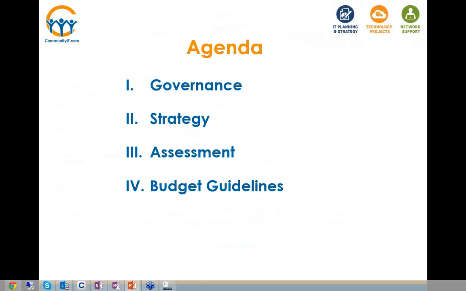From there, we'll move on and talk a little bit more about strategy and how you can build and incorporate a successful strategy into your IT planning, and also how you can align your planning process with your overall organizational strategy. An important part of any IT planning process is to understand what you currently have in place in your organization with regards to information technology. And so assessing the current state of your IT is also a very important part of IT planning.